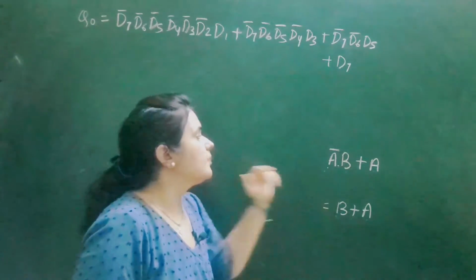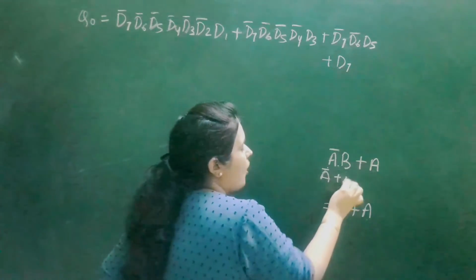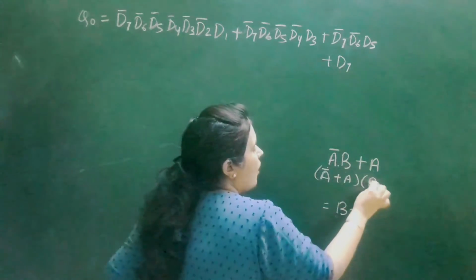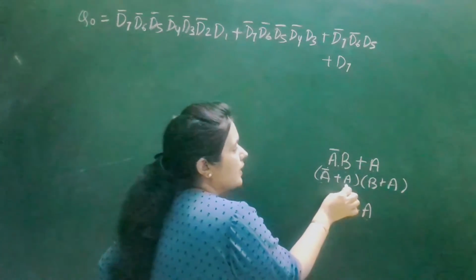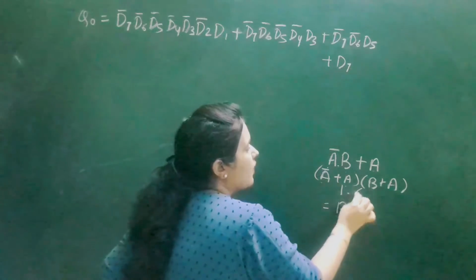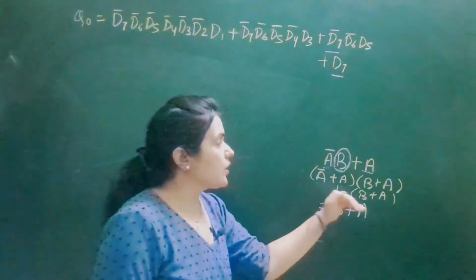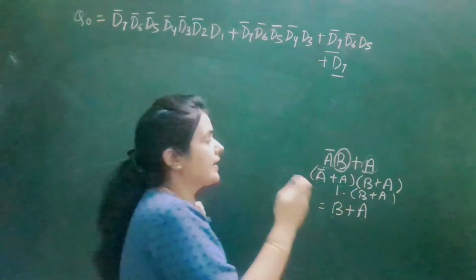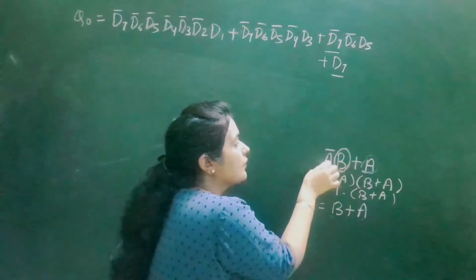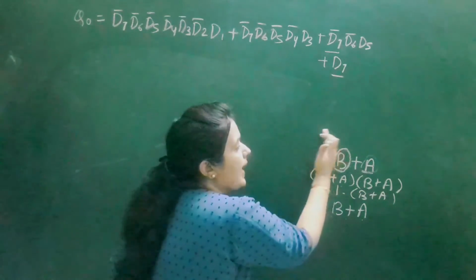How does this result come? Suppose this can be written as A complement or A, B or A. Here A complement or A is equal to 1, so 1 and B or A will be equal to B or A. So what is the conclusion? Suppose here there is any variable A, X or Y or Z, and here there is the complement of that variable. Then finally the complement of A will be eliminated.